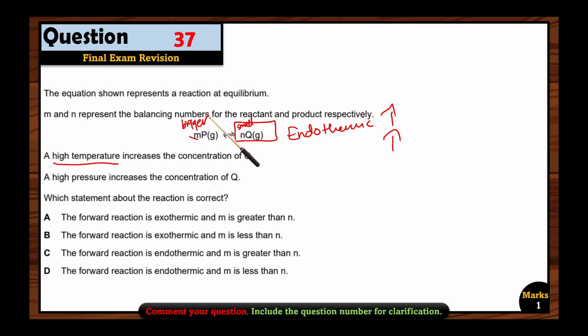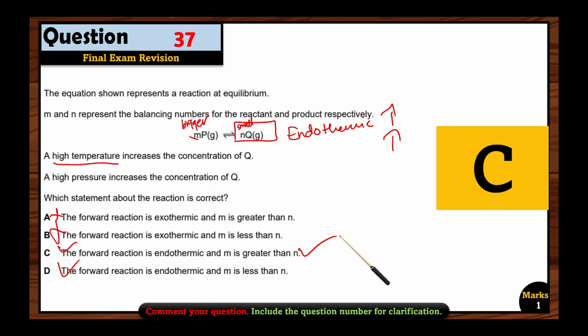The forward reaction is exothermic. Wrong. So these two options are wrong. The forward reaction is endothermic. Yes, right. And M is greater than N. Yes, that option is right. That's why it is favoring the concentration of Q when you increase the pressure. So option C is the right option.